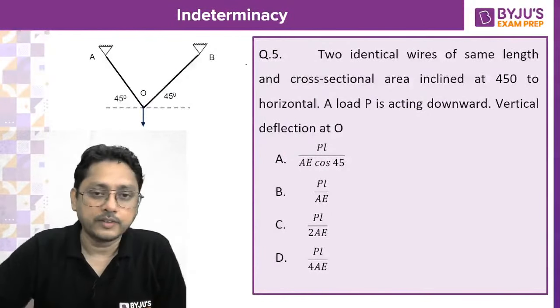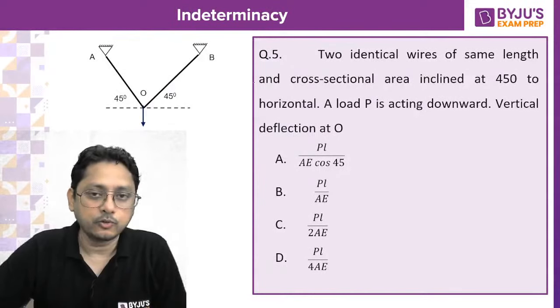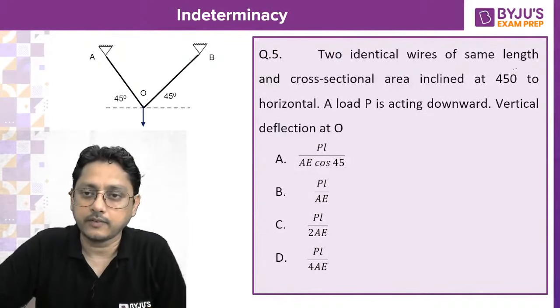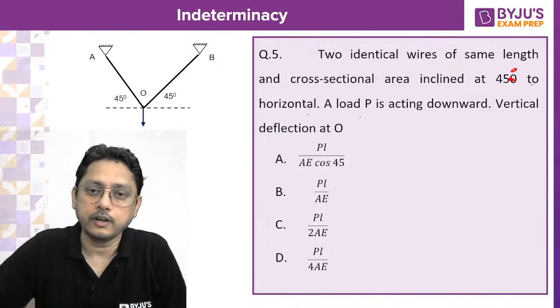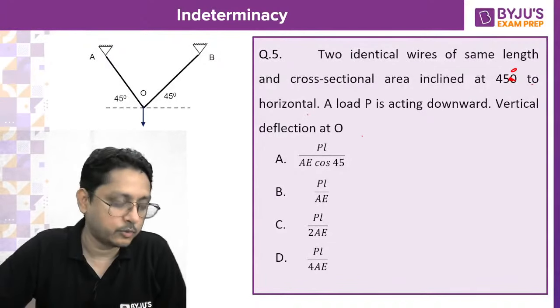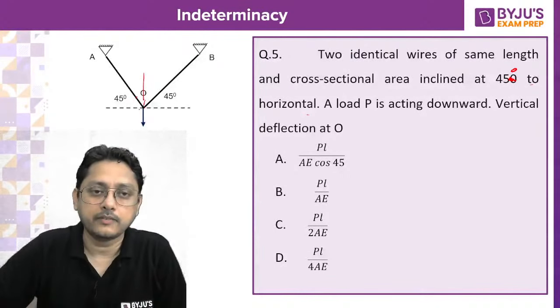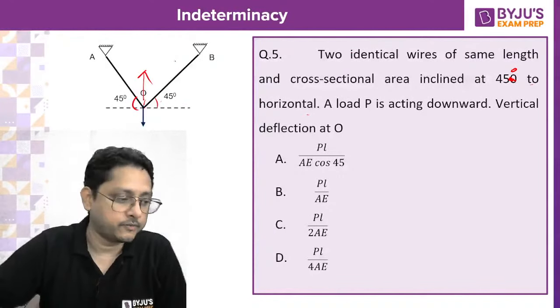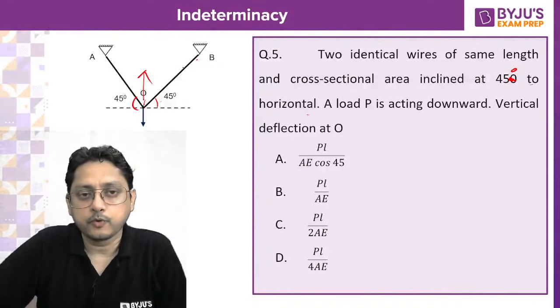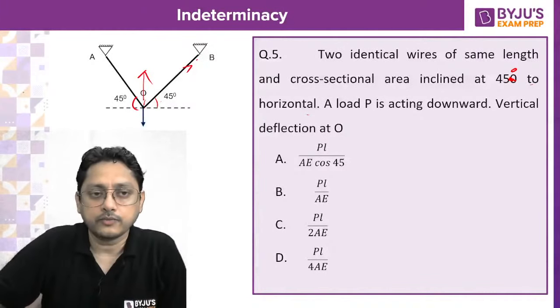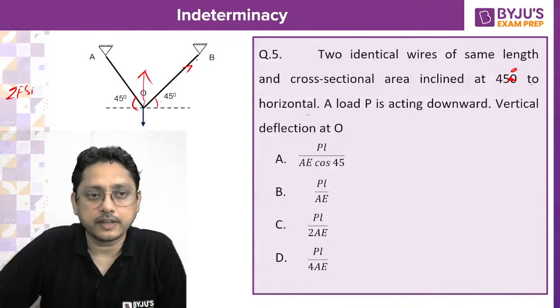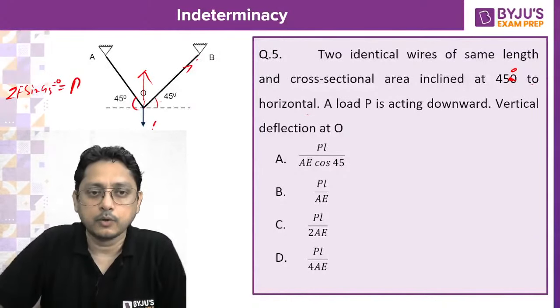Now can you solve this one? This is also similar to the previous one. The two identical wires of the same length and cross-sectional area are inclined at 45 degrees to the horizontal. A load P is acting downward; find the vertical deflection at O. Now if you want to calculate it simply, you will get the two components from here. Although it is not important, because both sides will get 45 only. Suppose the member force is F, so I can write that twice F sin theta, or cos theta, whatever you want, must be equal to P, the load P which is acting here.